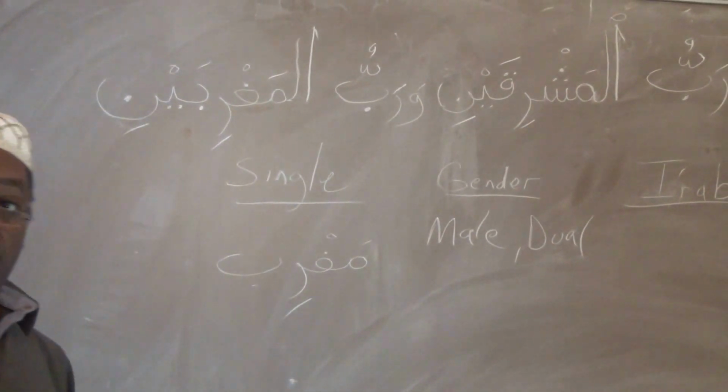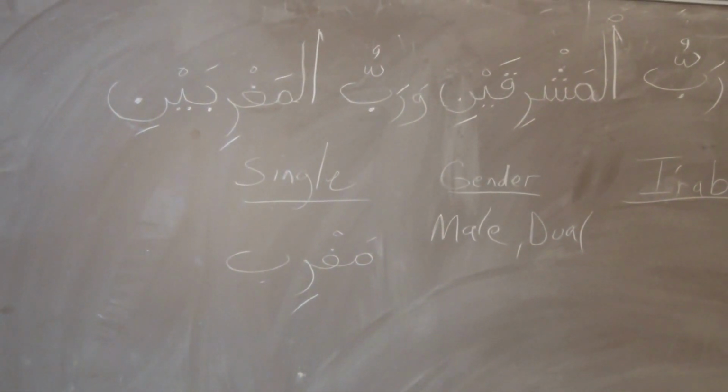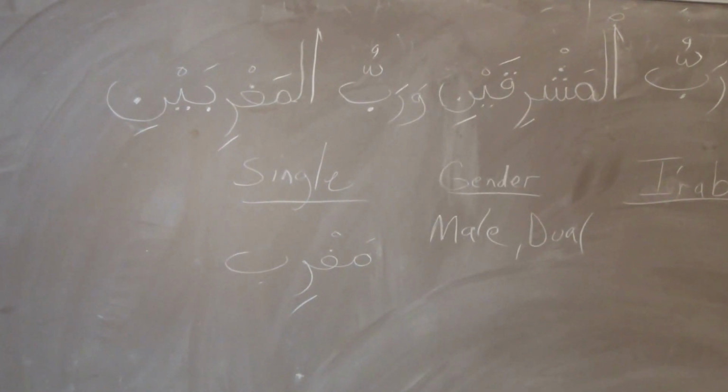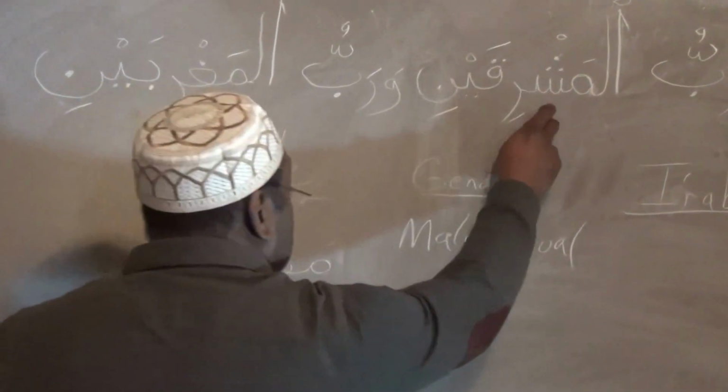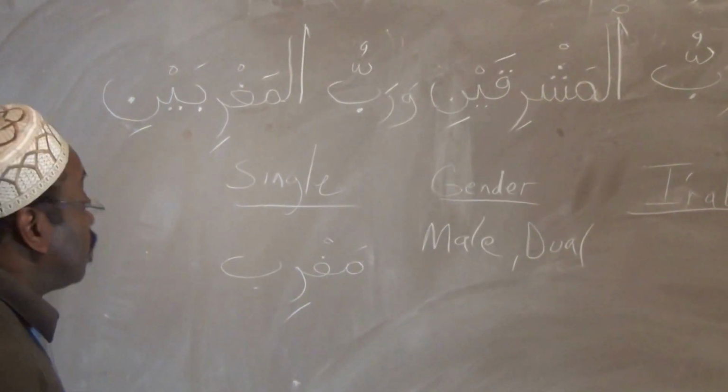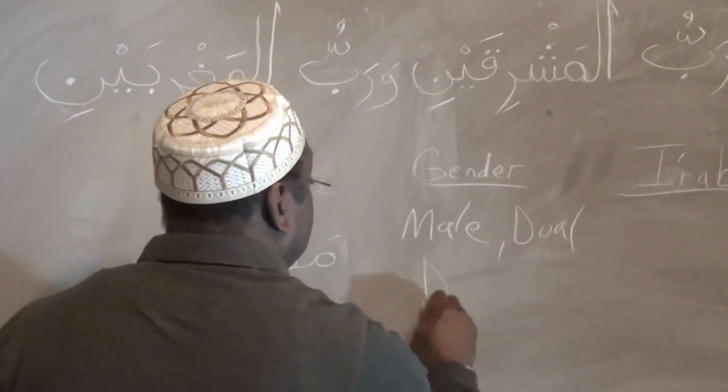And what state? Is it indefinite or definite? It is definite because it has alif wa lam. That's right. See, we have to know this. Because we have al here, and we have al also on the second word. So then it would be definite.